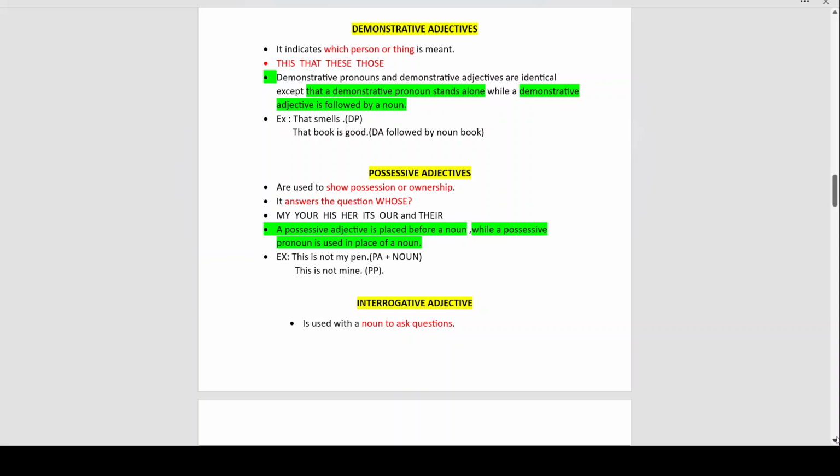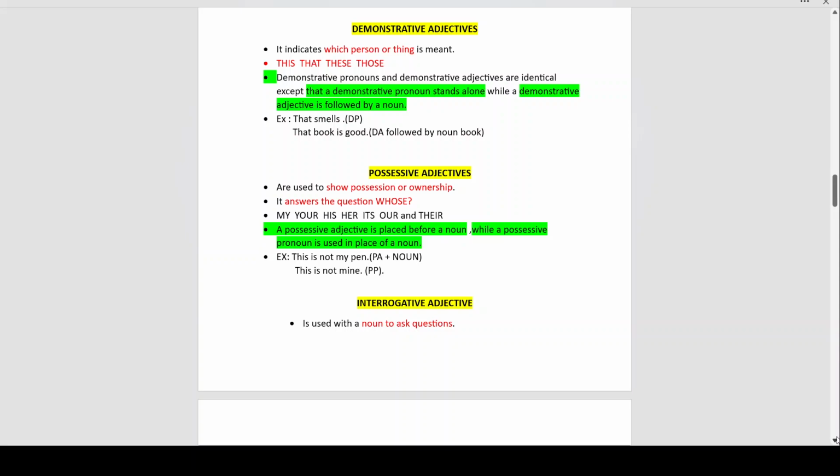Next, we come over to possessive adjectives. What do you understand by the word possessive? Means own, you own it, ownership. They are used to show possession or ownership. It answers the question whose. Example: my, your, his, her, its, our, and their.